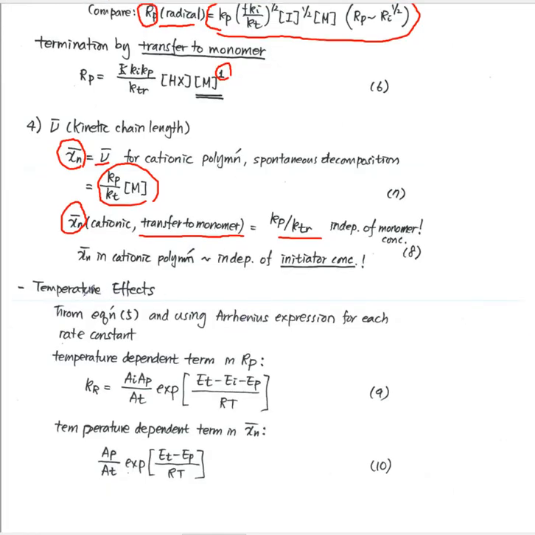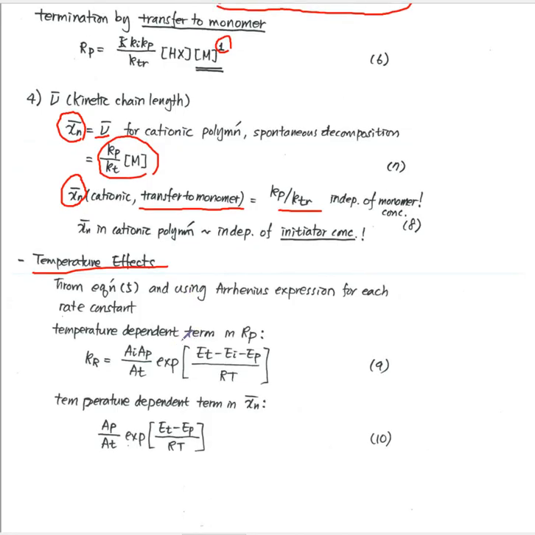Temperature effect. You can use similar approaches to those we used in free radical polymerization. You can simply express the rate constants for initiation, propagation, and termination using the Arrhenius equation, right? So if you use the Arrhenius equation, you can get this kind of activation energy dependence of the overall reaction rate Rp and the number average degree of polymerization, Xn bar.